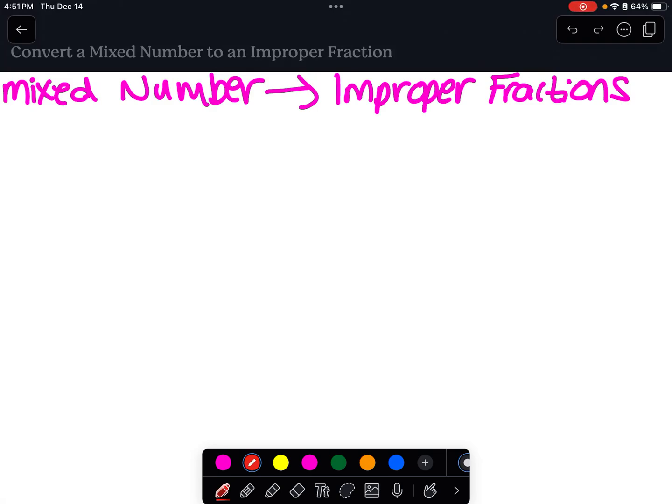Hello, mathematicians. Today we're going to talk about converting mixed numbers to improper fractions.